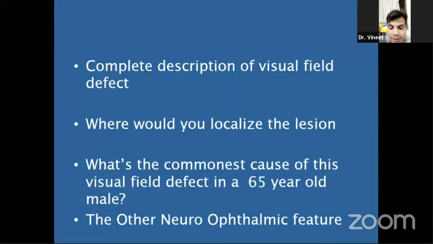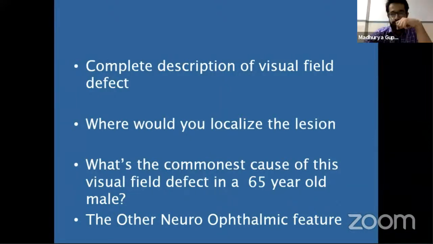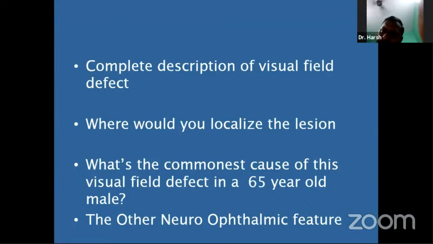In the superior quadrant, sir. Parietal lobe, sir. Right parietal lobe. Right parietal lobe. What's the commonest cause of this kind of visual field defect in a 65-year-old male? It will be infarction of the right parietal or right parieto-occipital lobe.